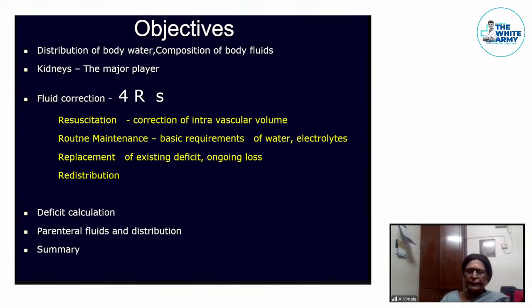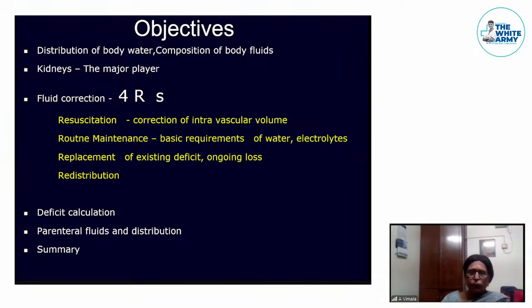That is, R first is resuscitation, which aims at the correction of intravascular volume. Then every person requires a routine maintenance fluid. That is a basic requirement of water and electrolytes. Then if you are losing fluid, as through vomiting or diarrhea, or postoperative loss, that has to be replaced. And in patients who have ascites, etc., you have to redistribute the fluid. So the fluid correction has got 4 R's: resuscitation, routine maintenance, replacement, and redistribution.